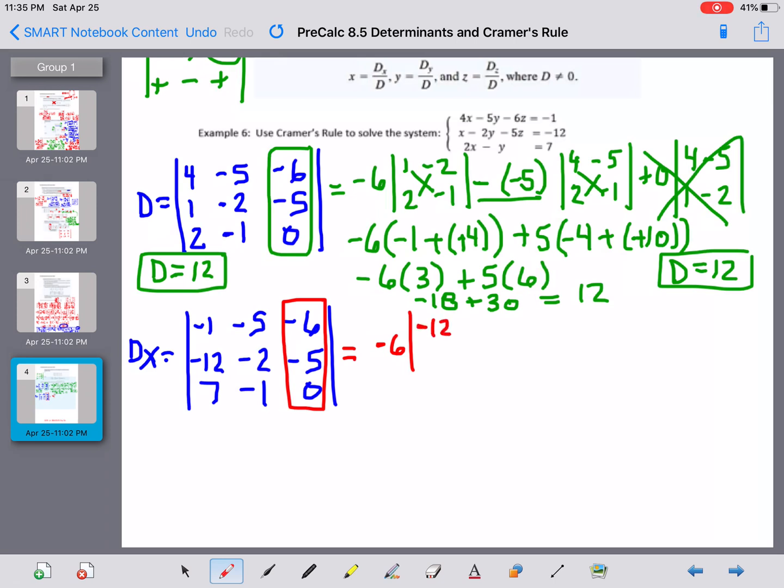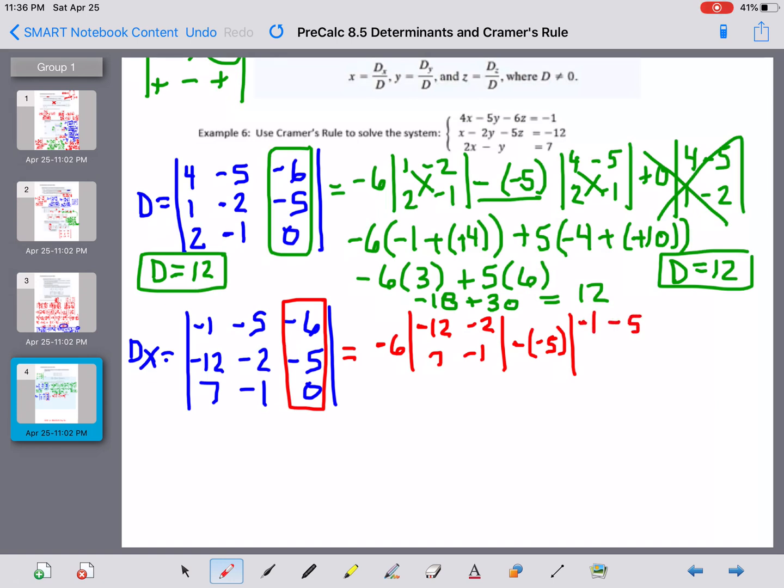I go next to my -5, which is in a negative position, so I get -5. Remember, go back up to that top note if you're not sure what position you're in, and we're in a negative position. I cross off its row, the second row. I cross off its column, the third column, and the elements that remain are -1, -5, and 7, -1.